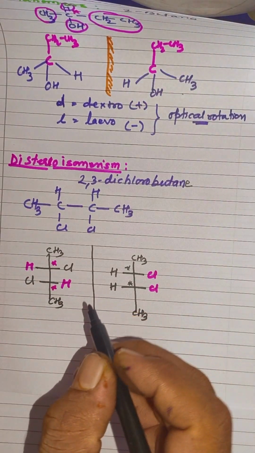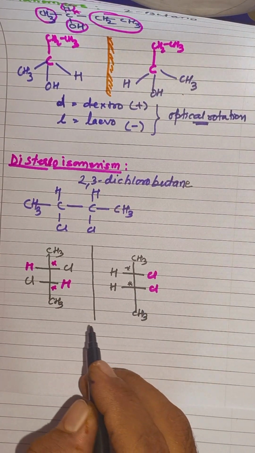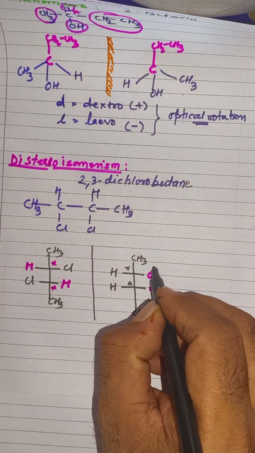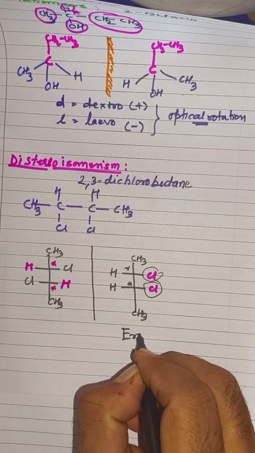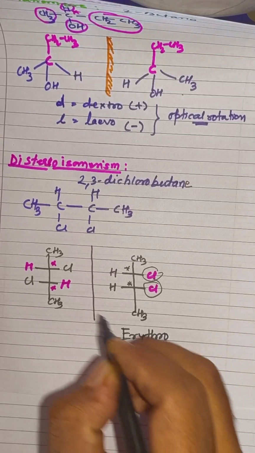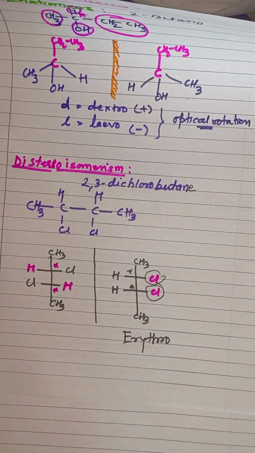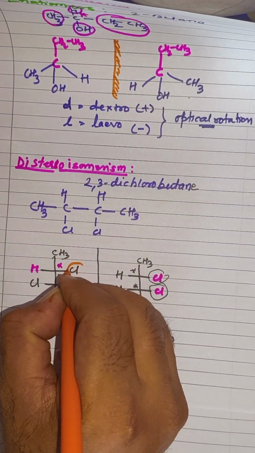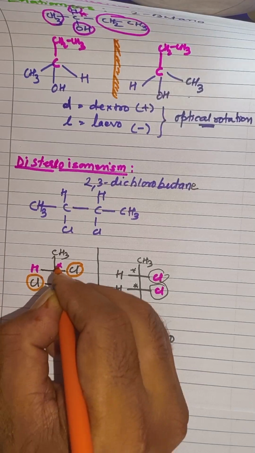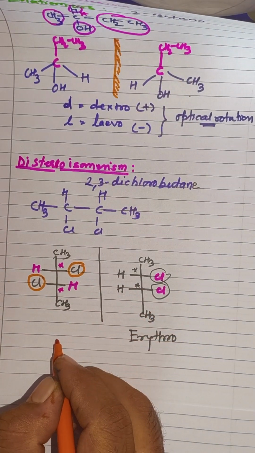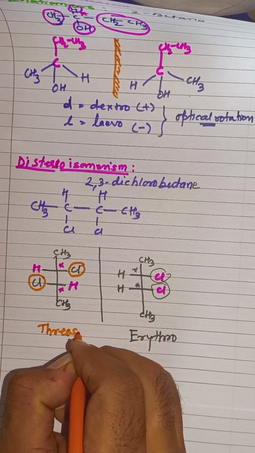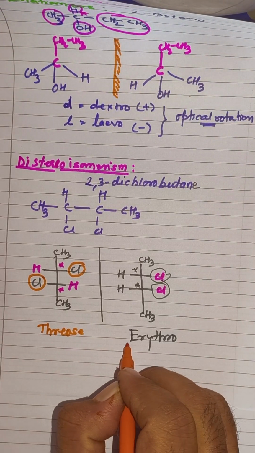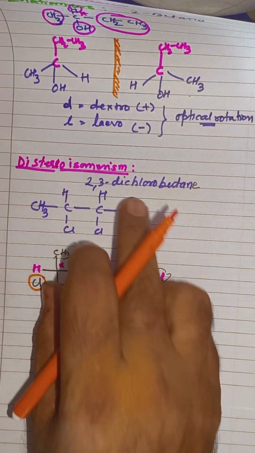There is another nomenclature system for these compounds. If the similar groups are present on the same side in the Fischer projection, we call it erythro, and if the similar groups are present on opposite sides, we call it threo. Suppose this Cl here and this Cl here are present on opposite sides in the Fischer projection, they are called threo. So this is the nomenclature system, erythro and threo, which can be applied to diastereoisomeric compounds.